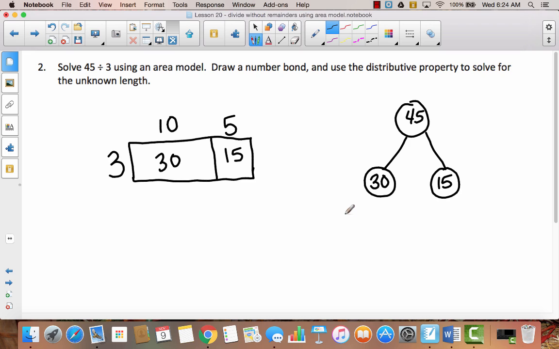So over here on my number bond, if I had 30 divided by 3, I'm going to put parentheses around this, that gave me 10. And then if I had 15 divided by 3, and I'm going to put parentheses around this, and these need to be added together to give me the total, so I'm going to put an addition sign between them. 15 divided by 3 was 5, so 10 plus 5 gives me 15. So 45 divided by 3 is 15. I think it's kind of fun.